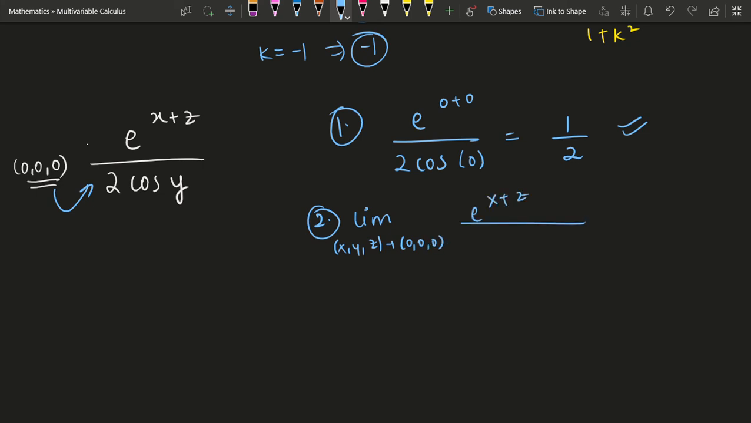And basically, since plugging in doesn't result in an indeterminate number, you just have the same value. It's a well-defined value. And since both are the same, you arrive at, yes, the function is continuous at the origin.